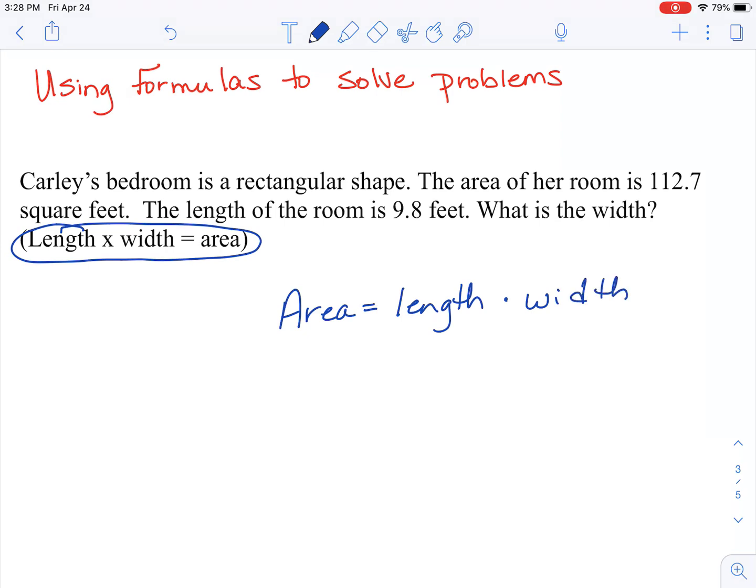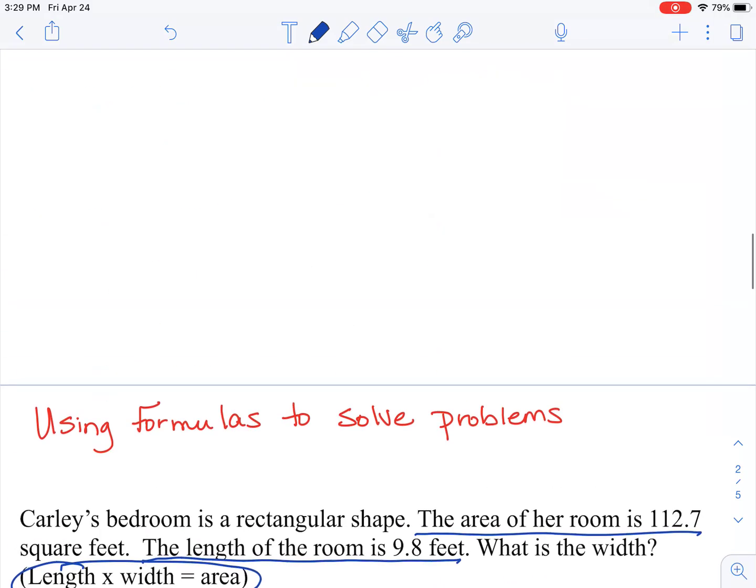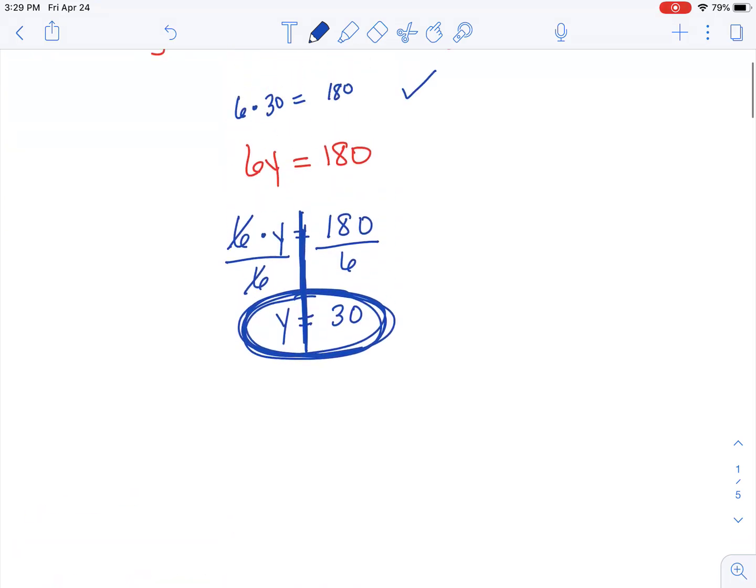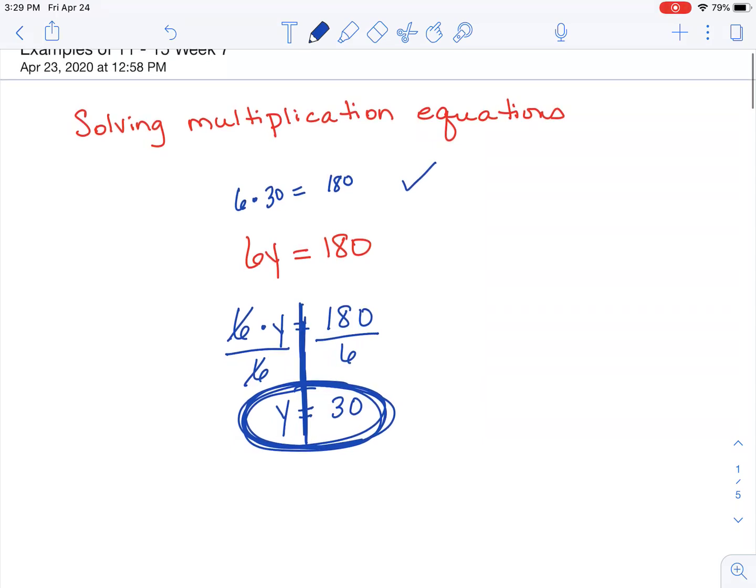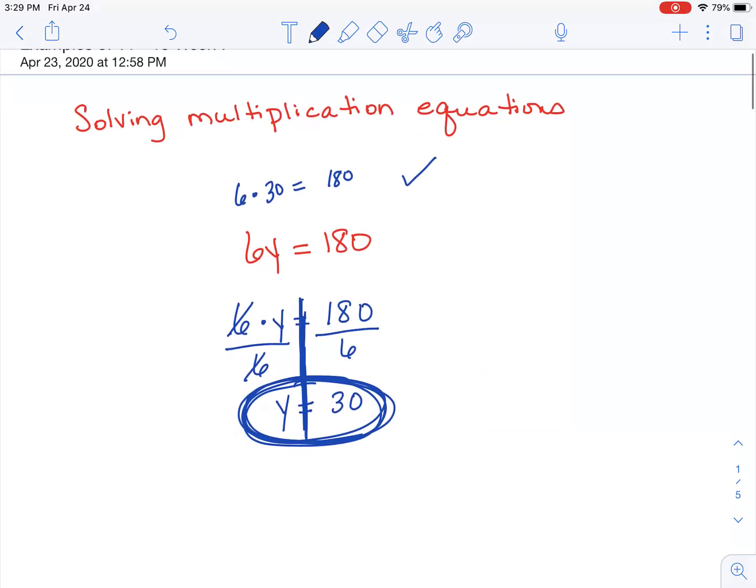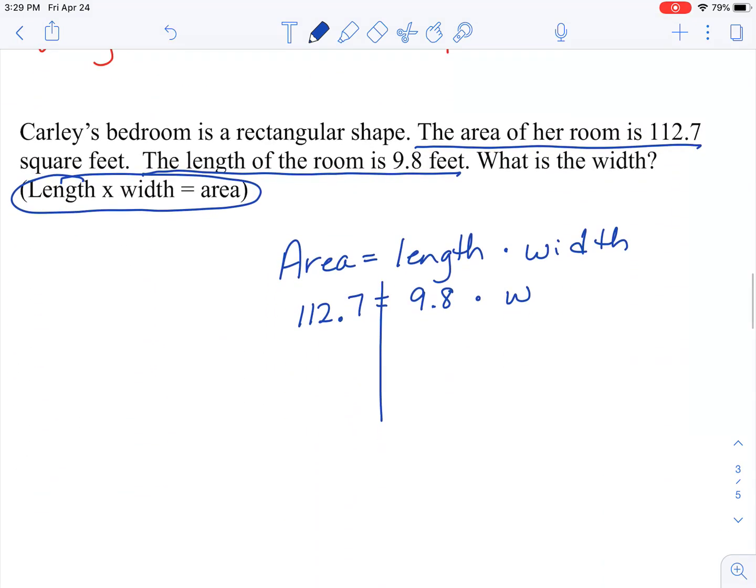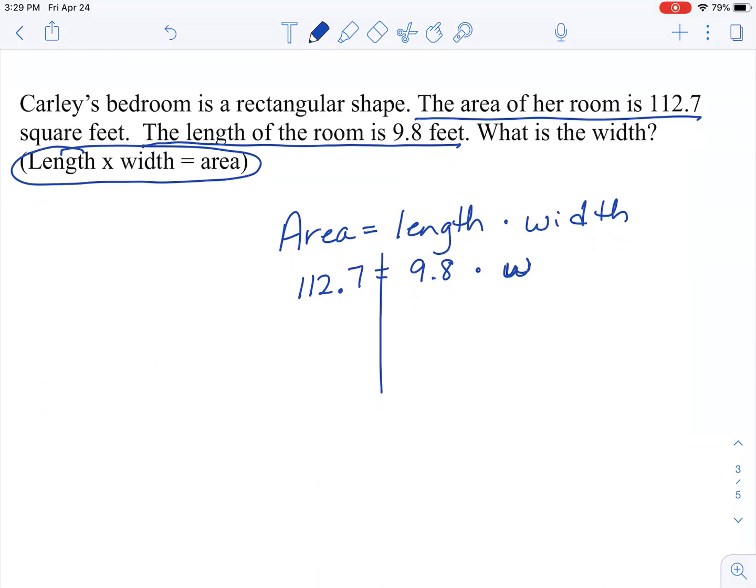So let's figure out what we know. The area of her bedroom is 112.7. So that's the area. And the length of the room is 9.8 feet. What we don't know is the width. Now, we're back to doing a problem just like we had at the very beginning up here. We have a missing number, and to solve for a missing number, we do the opposite. So let's go back and look at this one. So I want to find out what W is.